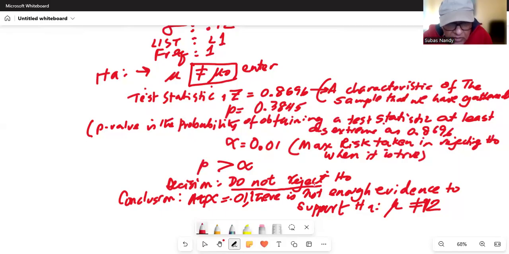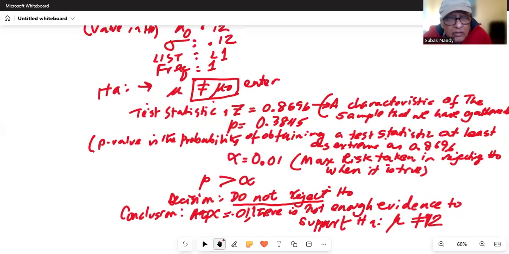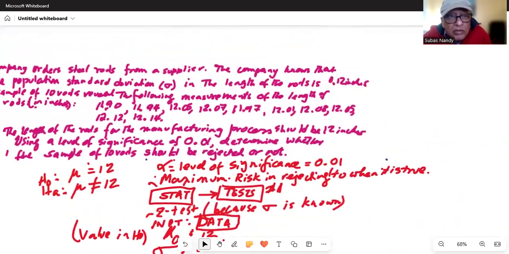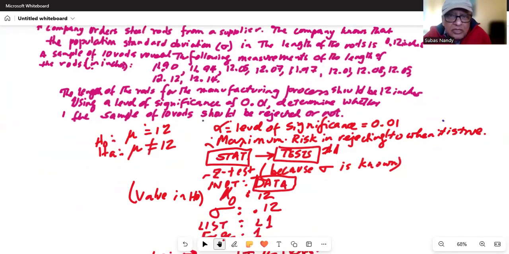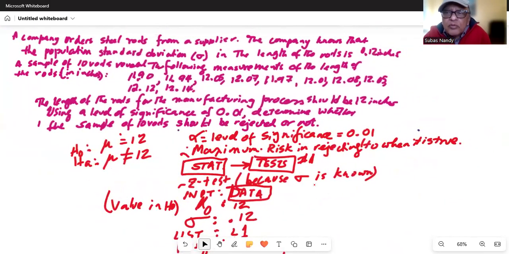Let me summarize what I have done. We are given a sample of 10 rods with 10 different lengths. We entered the data in L1. We made a modified box plot, checked that there's no outlier. That means the sample came from a normal population. Then, because we know the population standard deviation is 0.12, we do a z-test. The level of significance given to us is 0.01.